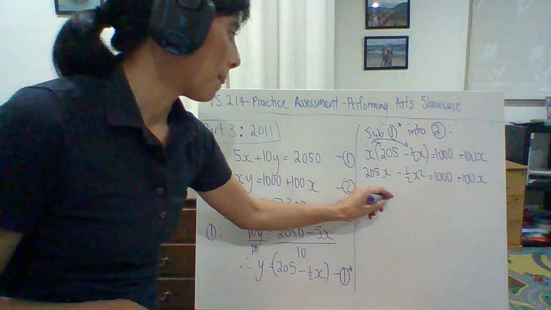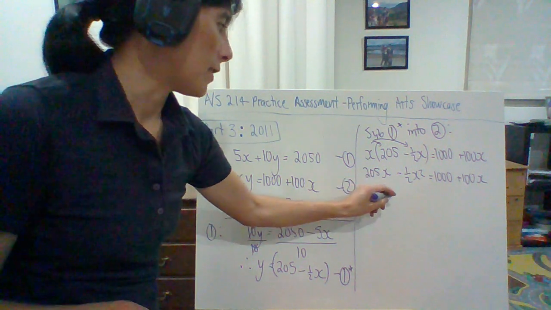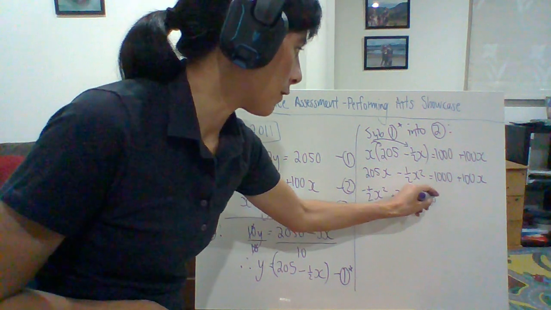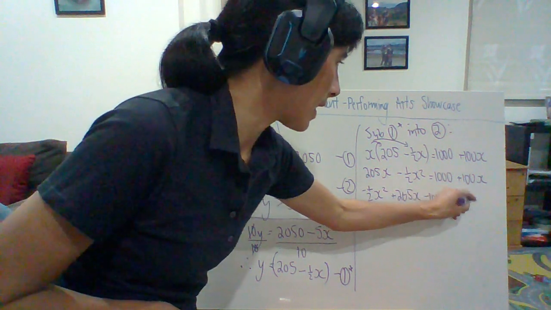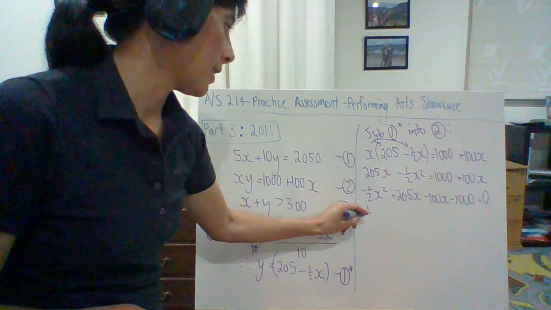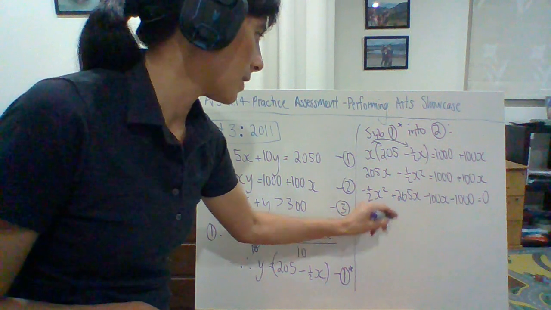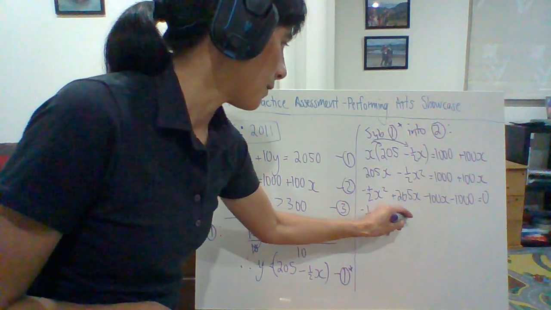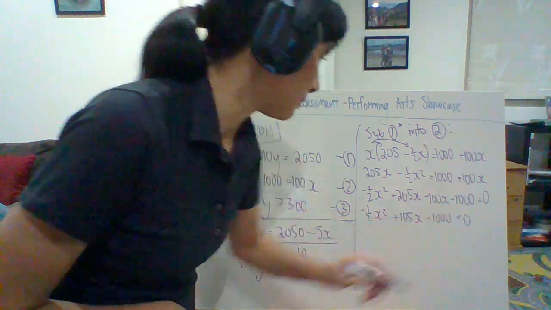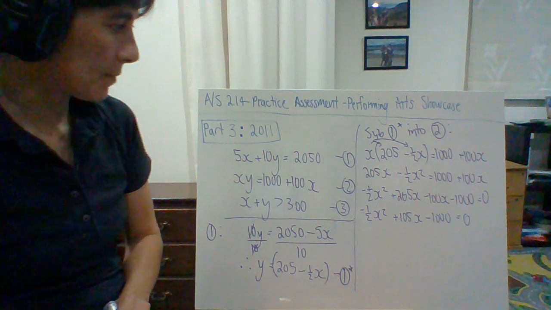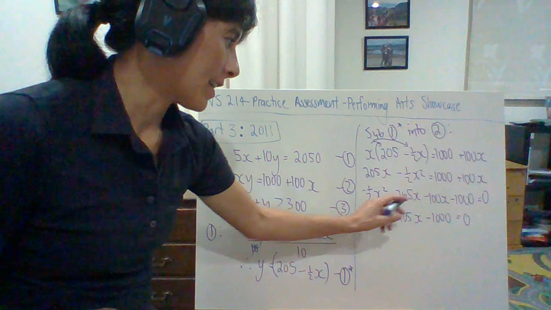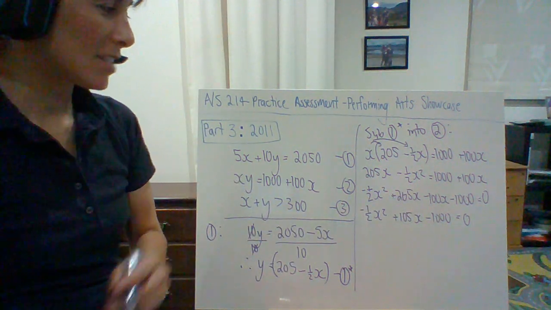What have I got? I've got 205x, which is positive. I'm going to minus off the 100x, and I'm going to minus off the 1,000 and set it equal to 0. Simplifying there: negative a half x squared plus 105x minus 1,000 equals 0. Now, to make it a bit easier, I'm going to change the signs of everything and multiply through by 2, just to make it easier.